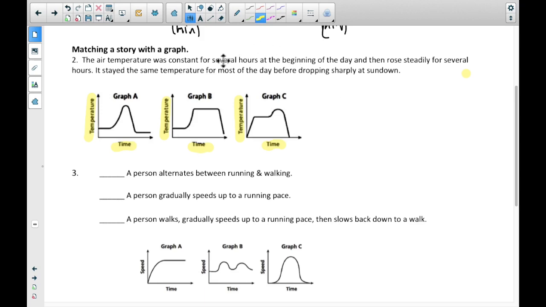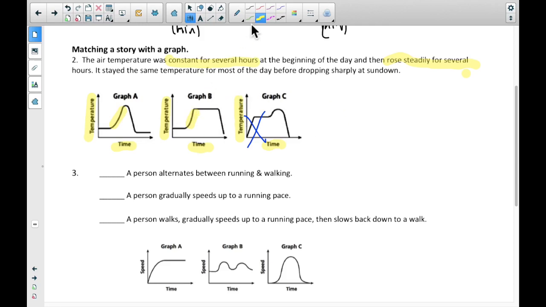Let's take this piece by piece. The temperature was constant for several hours. Okay, if it is constant for several hours at the beginning of the day, it cannot be this. Why do I say that? Because this one's flat at the beginning, this one's flat at the beginning, so it's constant at the beginning, but yet this one rises up, so it's not this one. Then, rose steadily for several hours. Okay, that's rising here, we could be the same so far.